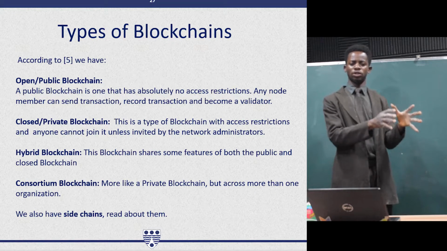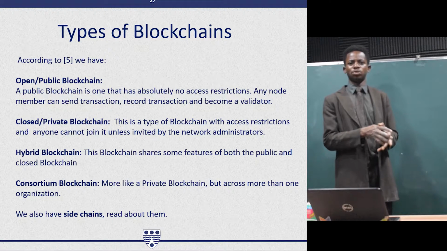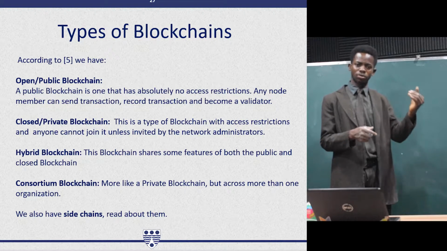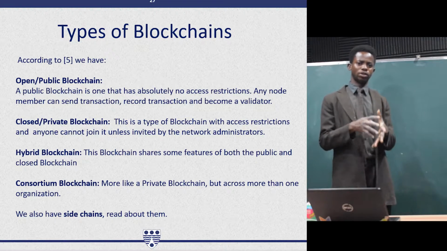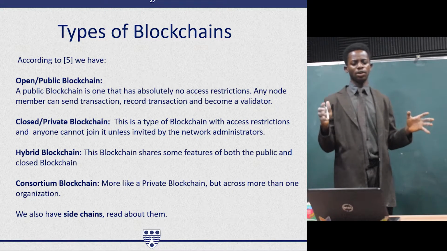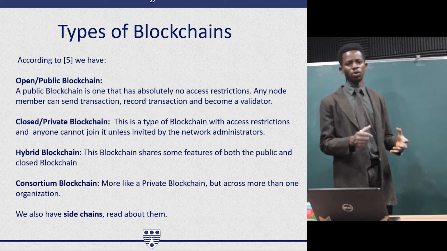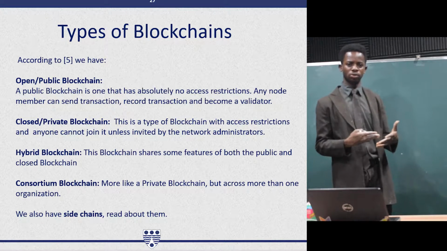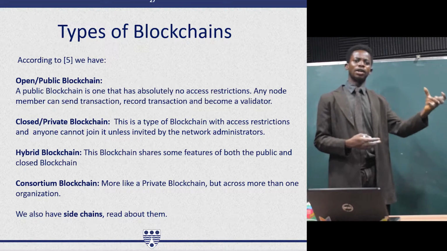Any computer can join the blockchain, become a validator, be able to do things on the blockchain, and be able to send transactions and the rest. So that's basically what we mean by a public blockchain. There is no access restriction. Any computer can be a node. It is open to all. Everybody gets to get the record of whatever has happened there.